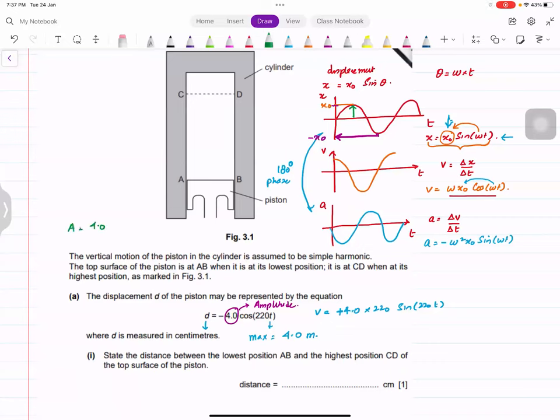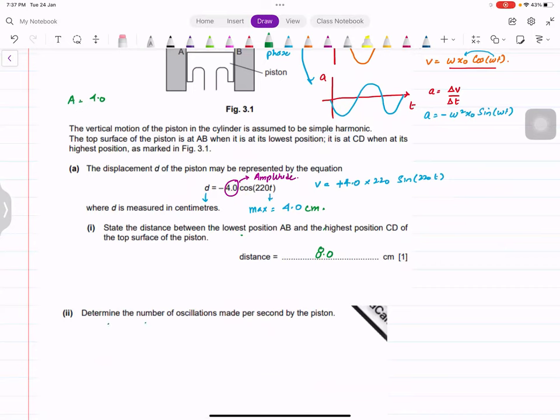So if it's saying lowest and highest, it means it's talking about the distance from the highest to the lowest. So can you tell me what would be the distance between A, B, and C? 4 times 2 is 8. So it is going to be 8 centimeters. Everybody agrees? All right. So please do not write 4 just by looking at the equation, because you just need to figure out what is the amplitude in this equation.